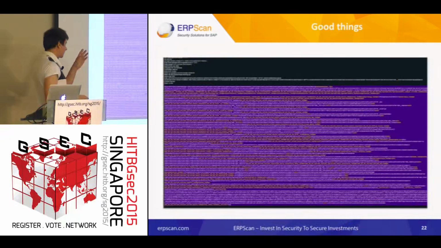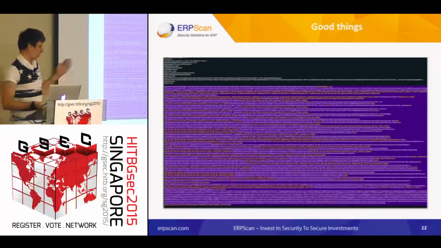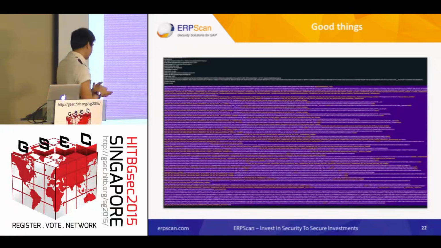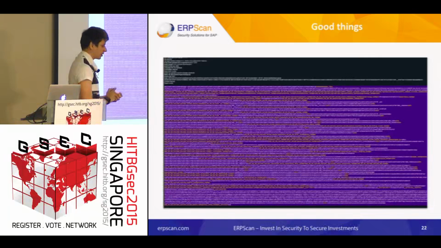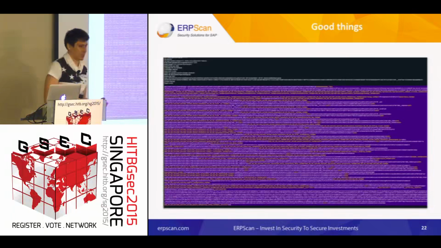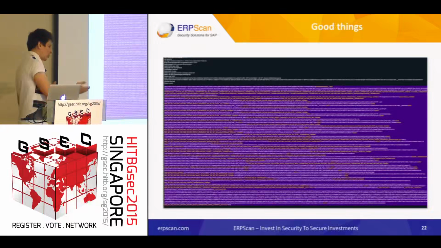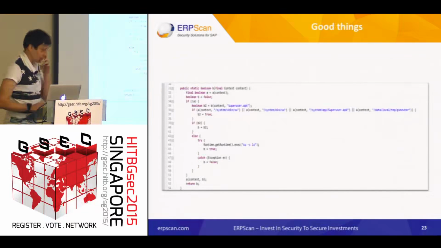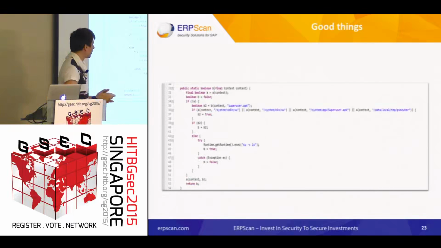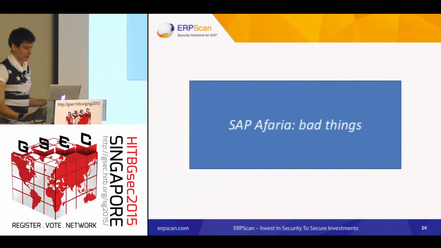Also, on the slide you can see a typical HTTP request for SAP Afaria. There are a lot of different POST parameters, and even if you change one of them, the HTTP server rejects your request. It means it's very hard to understand how it works, because there are a lot of different parameters. And other good things like root detection, etc. That's all. Let's start with the bad things. It's more interesting for me.